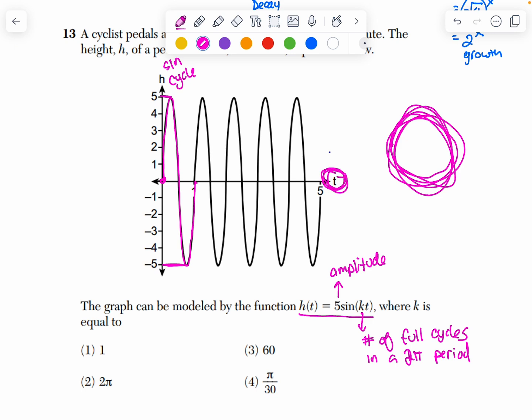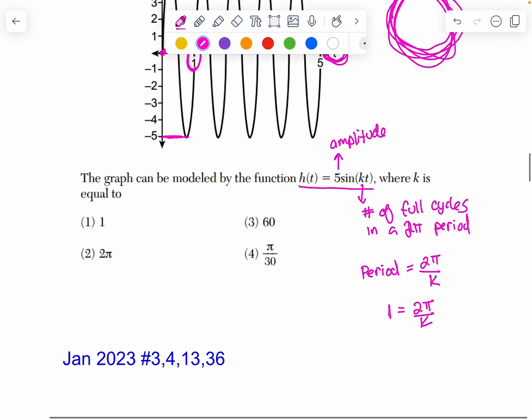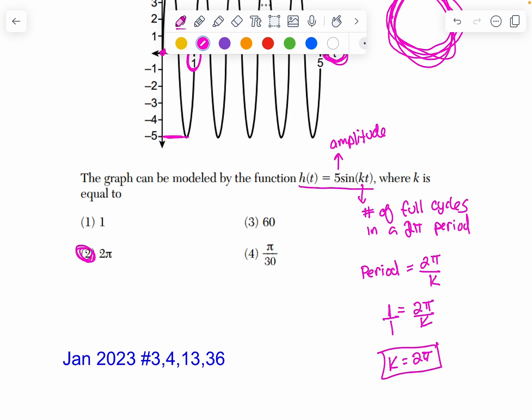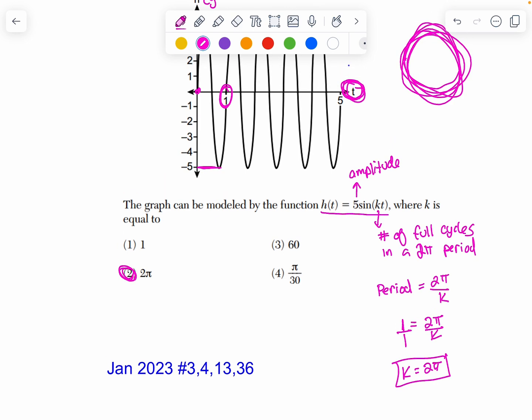Something we should know is that this b is related to the period, the length of one full cycle, by taking 2 pi and dividing it by k. So the length of one full cycle on this graph is 1. That means my period is equal to 1 unit. If I solve this mini proportion, I multiply both sides by k, and I get k is equal to 2 pi. So we have found our answer here, which corresponds to the correct period of this particular function.